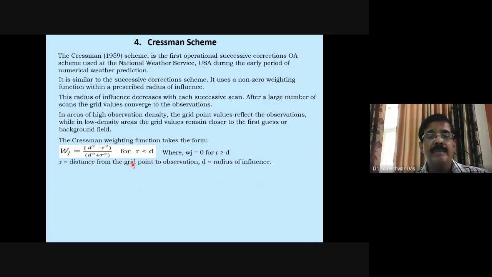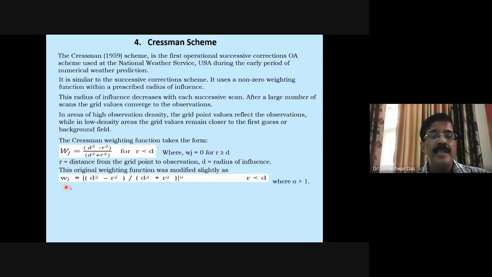Okay, r is the distance from the grid point to the observation, and d is the radius of influence. This original weighting function was modified slightly as w_j equals (d² − r²)/(d² + r²) to the power alpha. Cressman put in a tuning factor alpha. All these things are again to put a control in your hand over how much weightage you are going to give to each of those observations.